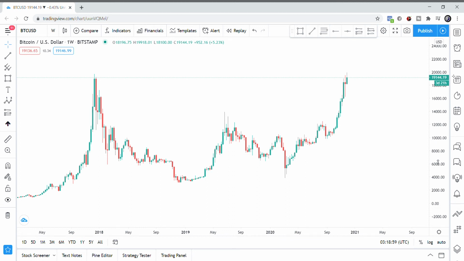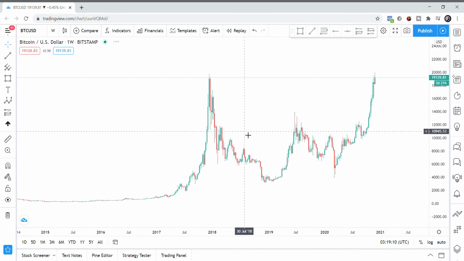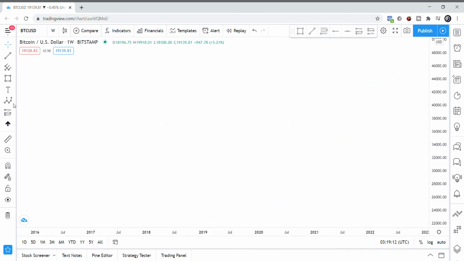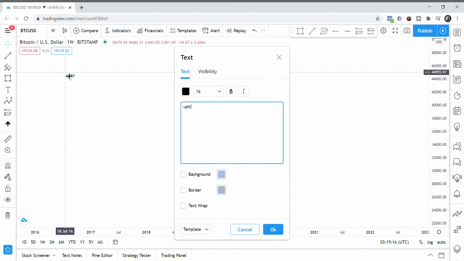So guys, in the former video we talked about trend lines, but maybe we should talk about trends as well. So what are trends? You have different types of trends. You have an uptrend, a downtrend, and a consolidation. So uptrend, down, and consolidation.